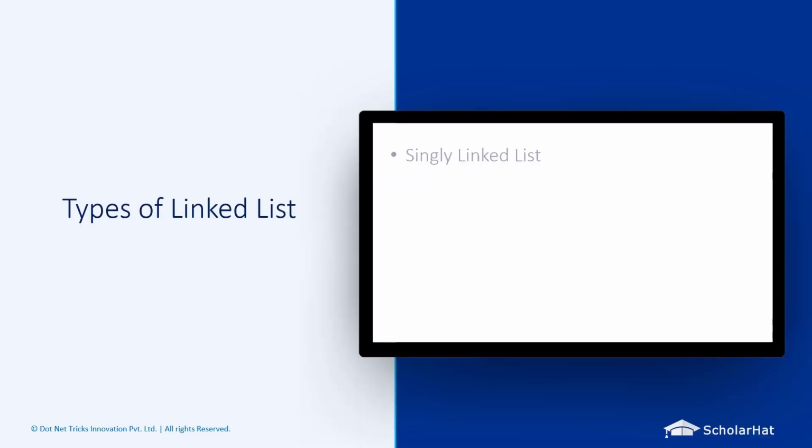Now what are the types of linked lists there? There are basically three types of linked lists: circular linked list, doubly linked list, and single linked list. Three linked lists are there. We're going to talk about these three linked lists one by one in detail.